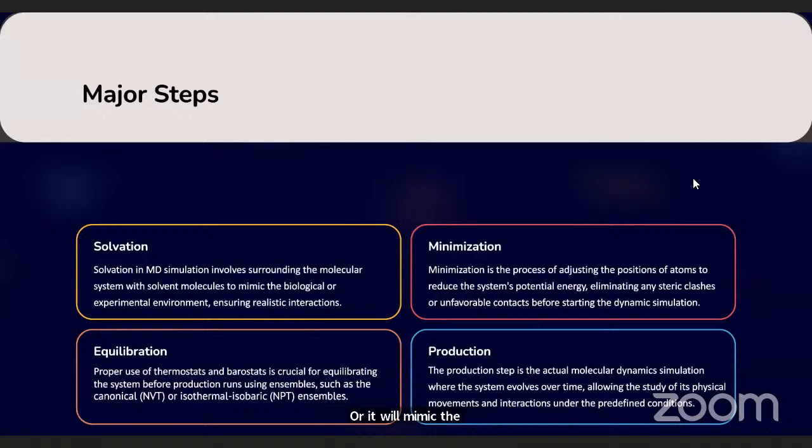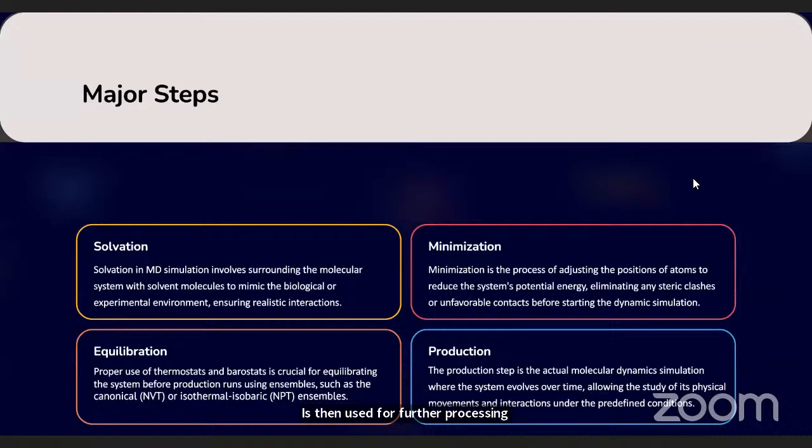Then the next step is minimization, in which the system which is being used for simulation is taken to the minimum energy state, which is also the most structurally stable state, and then that state is used for further processing.